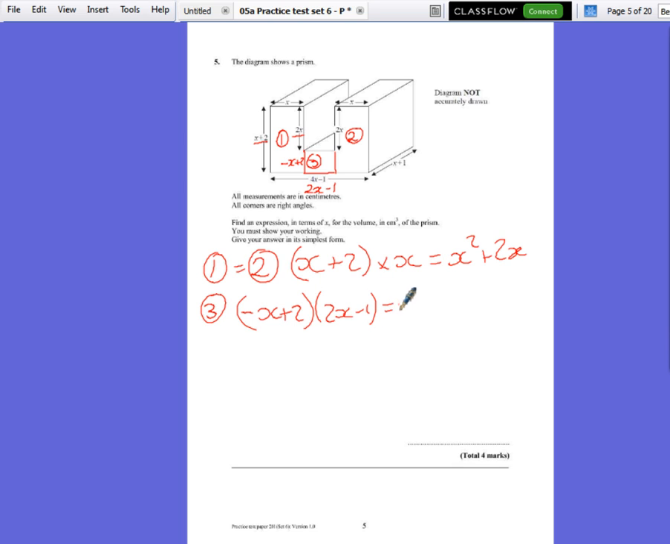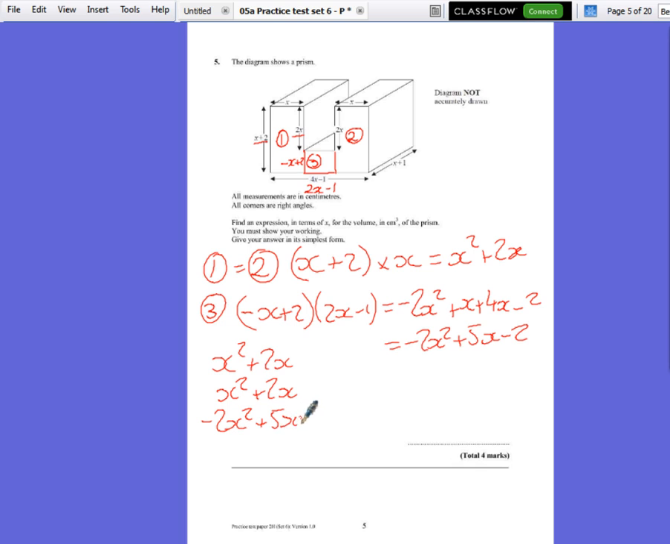And that would expand to minus 2x squared plus x plus 4x minus 2, which altogether is minus 2x squared plus 5x minus 2. If we add those up, we've got x squared plus 2x for shape 1, x squared plus 2x for shape 2, and minus 2x squared plus 5x minus 2 for shape 3. So the x squared will cancel out, and we've got 9x minus 2 for the area of the front.